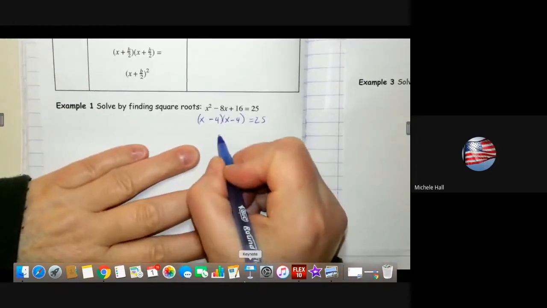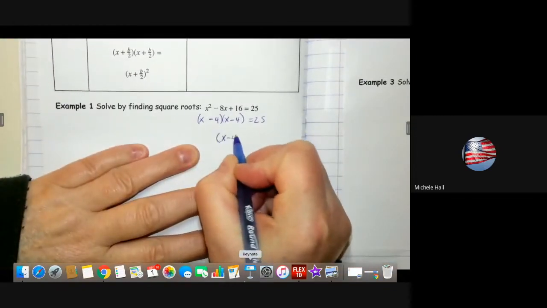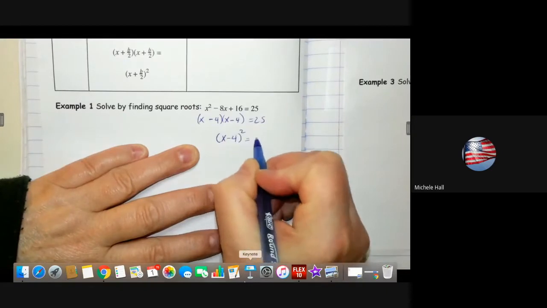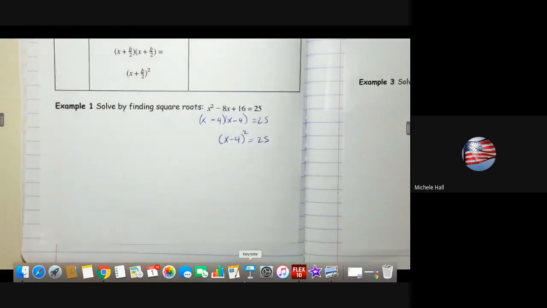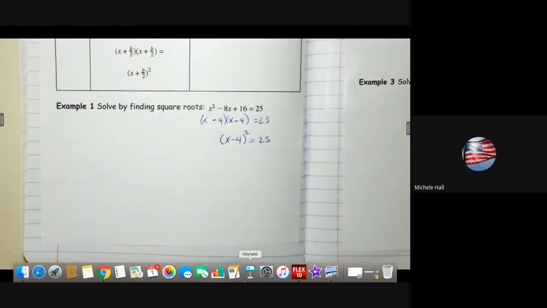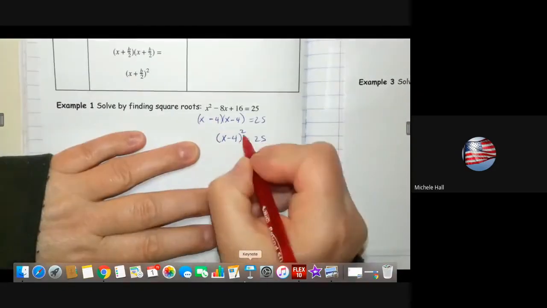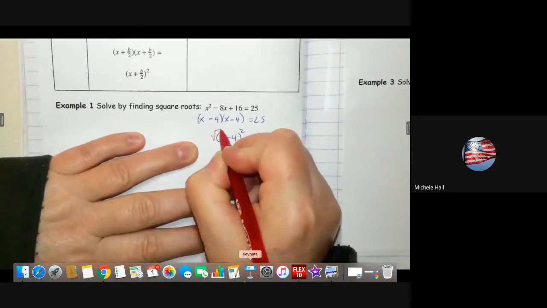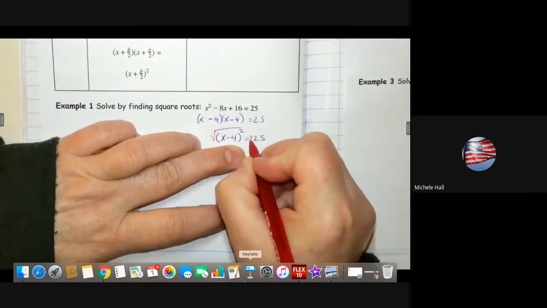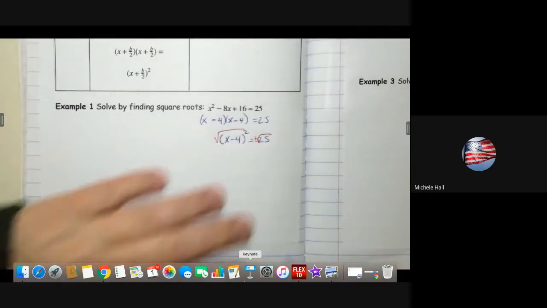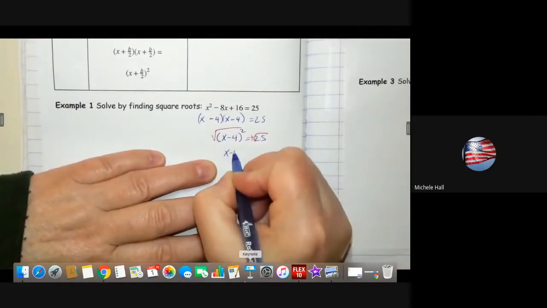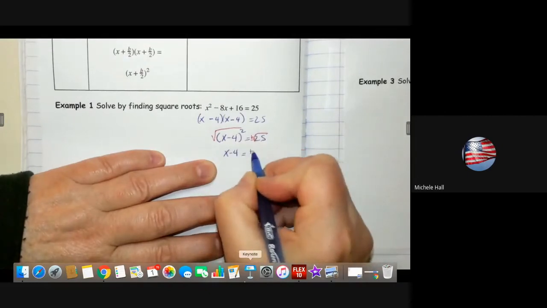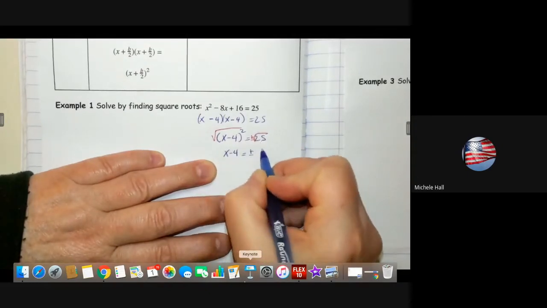Now I would like to put this, I have 2 of them, and now I'm ready to solve. I would solve by undoing a square with a square root. That would be plus or minus the square root. We get x minus 4 equals plus or minus the square root of 25 is 5.